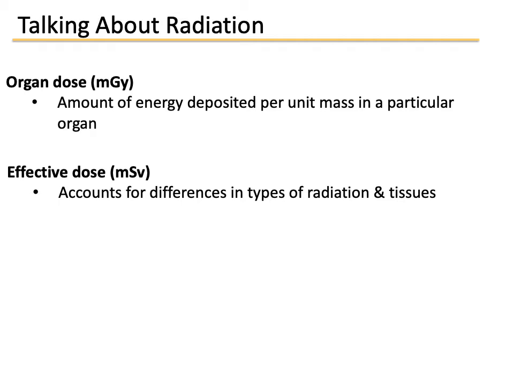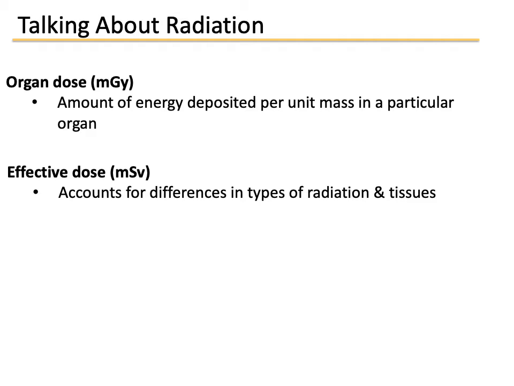Effective dose is a quantity that was developed for radiation protection purposes. It accounts for differences in the types of radiation and differences in types of tissues. So it accounts for radiosensitivity of a specific organ, and it accounts for the type of radiation that it's being exposed to, so X-rays, alpha particles, etc.